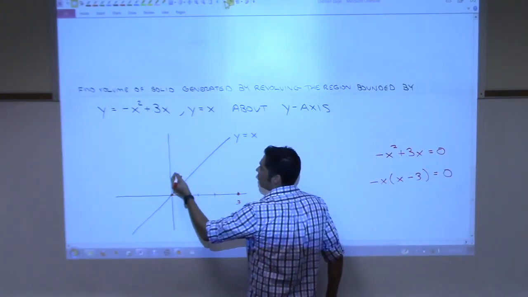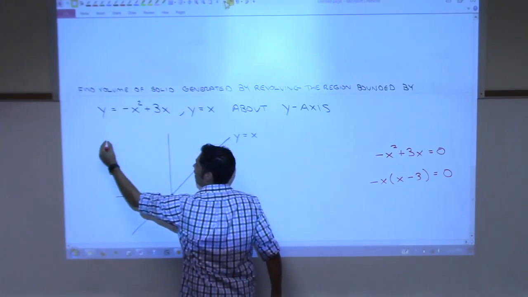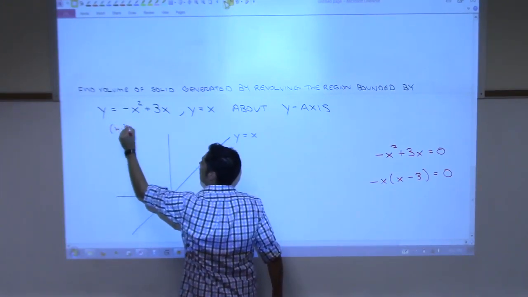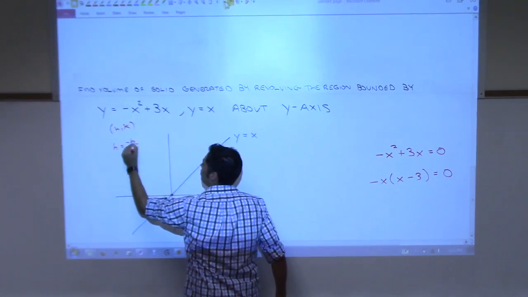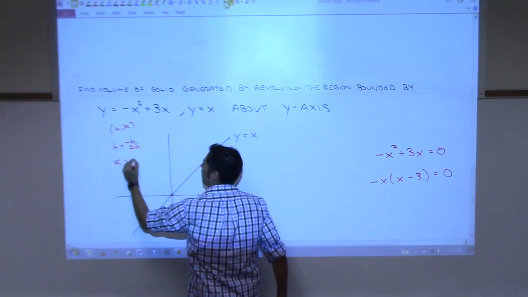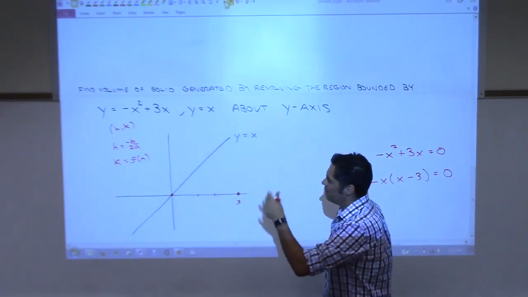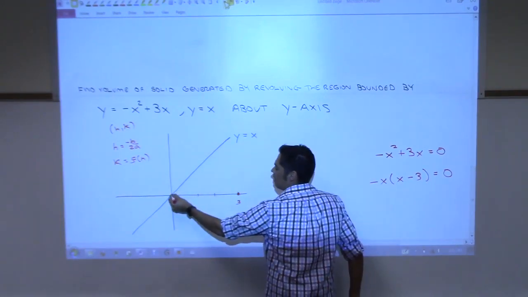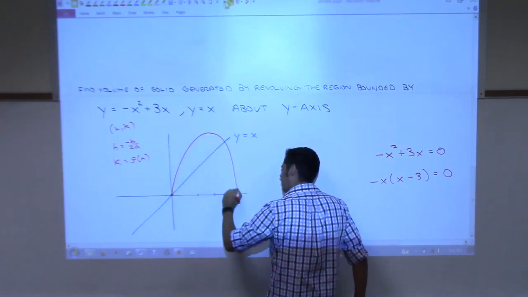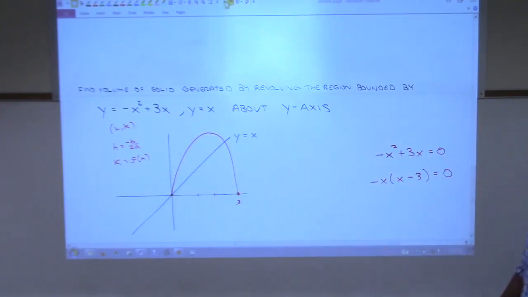You could use the vertex formula, where you get the vertex (h, k), where h is equal to negative b over 2a. This is college algebra. k equals f of h. That's how you find your vertex for a parabola. But I don't really care. Look, it's got to go up, and it's got to come back down like that, right? So I think the region is somewhat obvious.